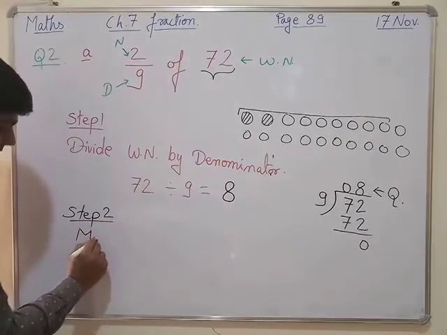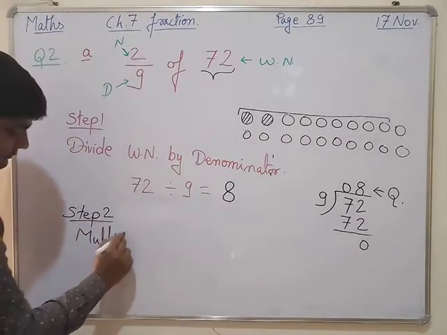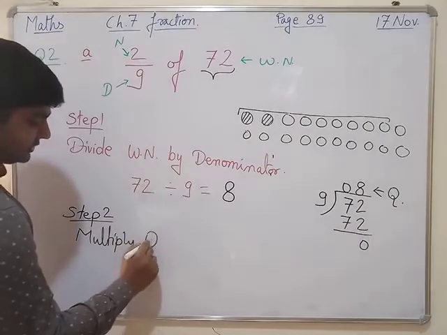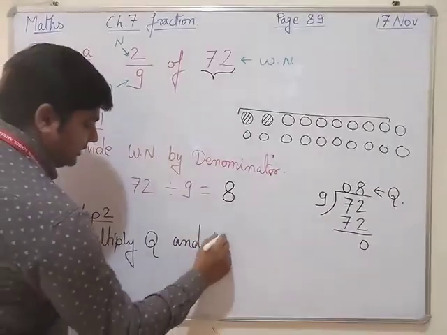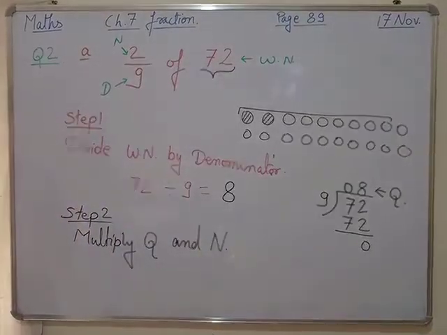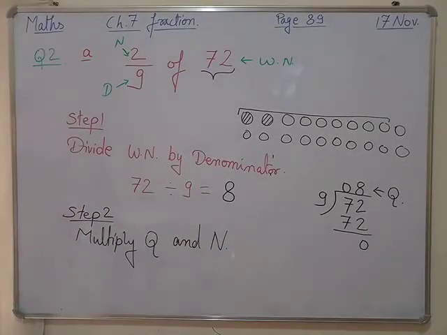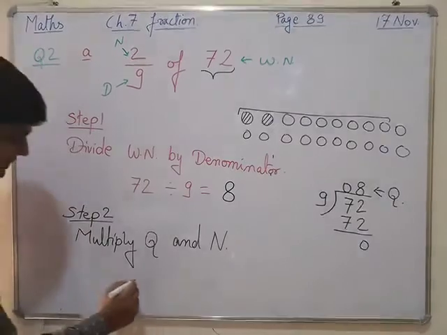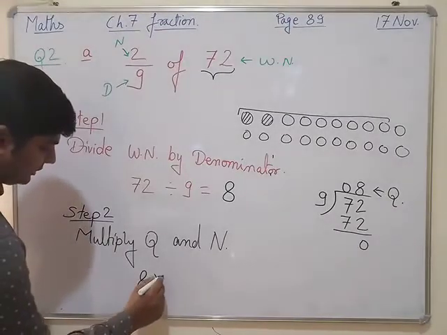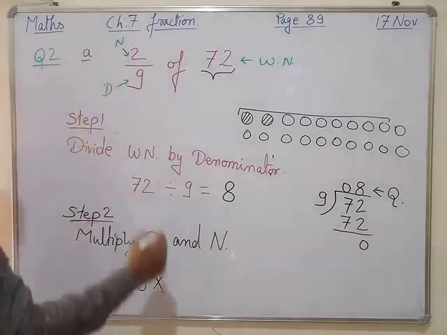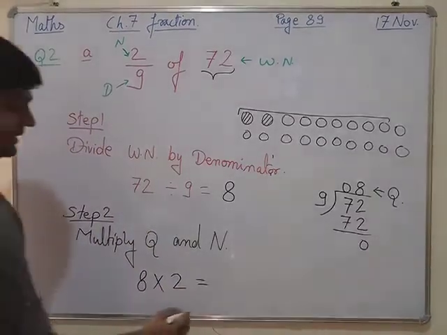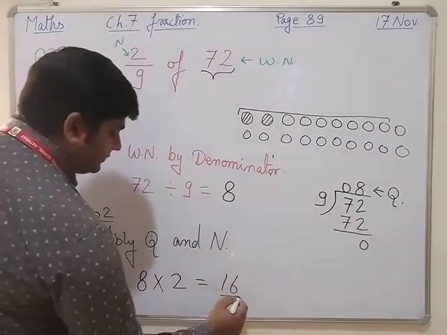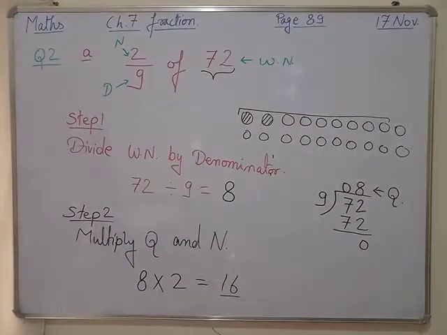Multiply quotient and numerator. आपको क्या क्या मल्टीप्लाई करना है? Quotient and numerator. So what is the quotient? 8. And the numerator is 2 here. Hence you will get 16 balls out of 72.